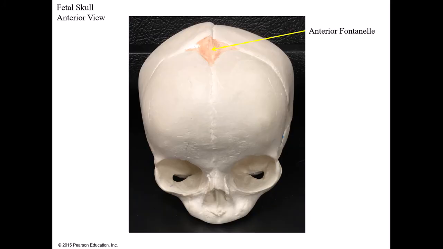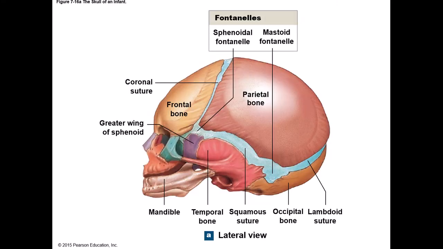Here's another view from the front. Now there's two on the side that we want to know. Where the coronal suture here meets the squamous suture in the front, right about here, this is going to be called the sphenoidal suture. And then if we follow the squamous suture back where it meets the lambdoid, this one here is going to be called the mastoid fontanelle.